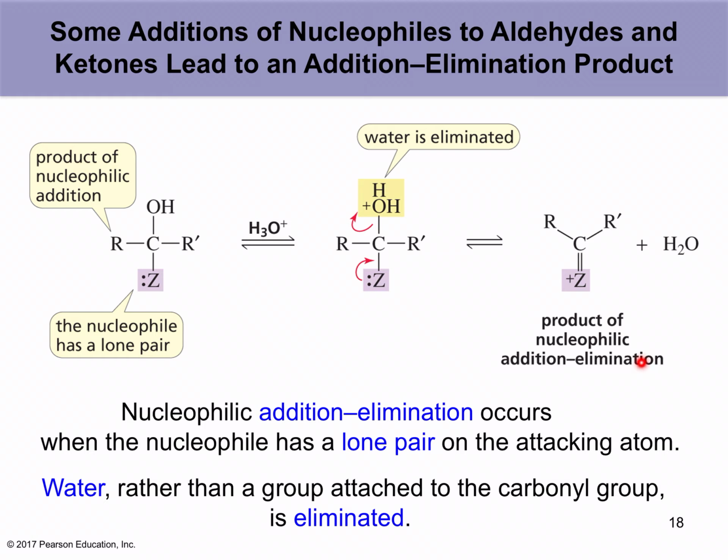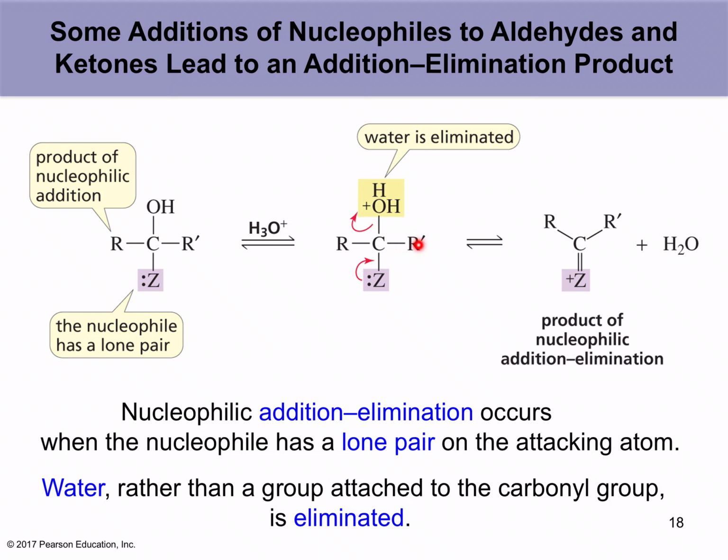So we will see these patterns when we are looking at what kind of reactions these carbonyl groups undergo. Nucleophilic addition-elimination occurs when the nucleophile has a lone pair on the attacking atom, like a nitrogen group or oxygen group. Water rather than a group attached to the carbonyl group is eliminated. So water is eliminated. Water is part of the carbonyl group, but the groups attached to the carbonyl group are alkyl, two different alkyl groups.